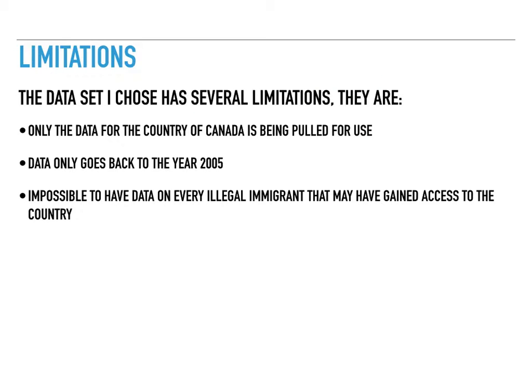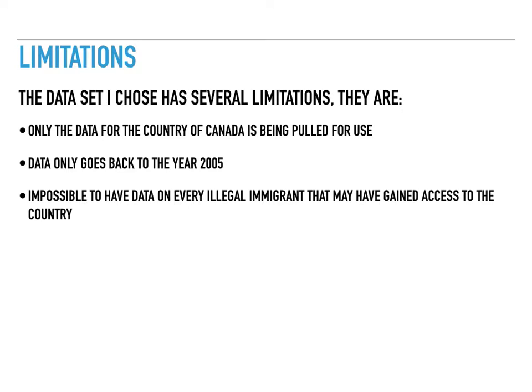For this data set, there are several limitations. The first of these being, only the data for the country of Canada is being pulled for use. The second limitation is that the data only goes back to the year 2005. The third and final limitation is that it is impossible to have data on every illegal immigrant that may have gained access to the country of Canada.